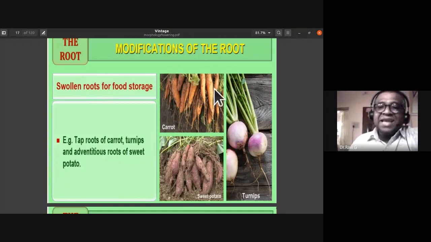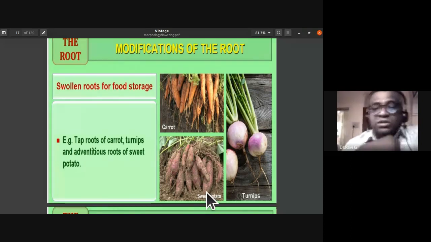So, the swollen roots for food storage. You can see this carrot would have stored food, so we usually call this a conical root. Then even in the case of sweet potato, you find that they would have stored food. The adventitious roots of sweet potato, you notice that they would have stored the food.